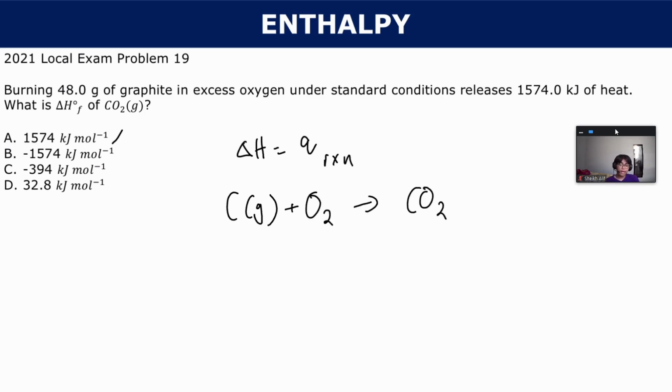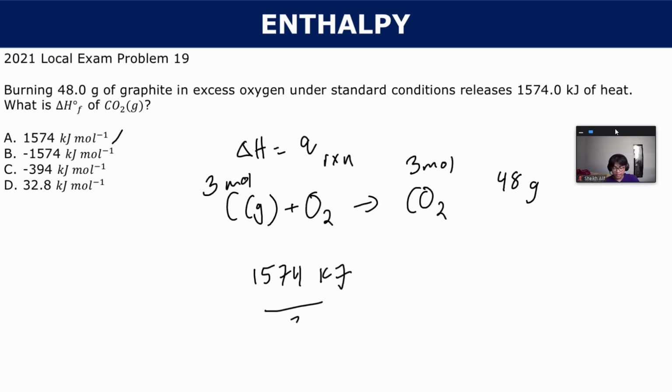If we have 48 grams of graphite, that is how many moles of graphite? That's 3 moles of graphite. And if 3 moles of graphite are used, then 3 moles of CO2 are going to be formed. So although we have 1574 kilojoules of energy, that is for 3 moles. If we're trying to find energy per mole, we would just divide this value by 3 and we would get 394. So our answer would be C.